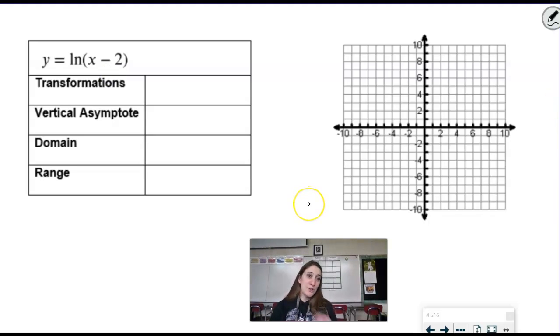So now we have a natural logarithm of x minus 2, and that one was shifted horizontally still, but this time to the right 2, which means my vertical asymptote, instead of being at x equals 0, is now going to be at x equals 2.